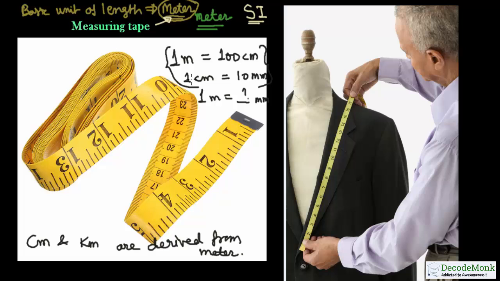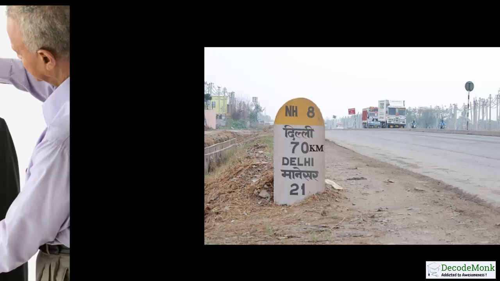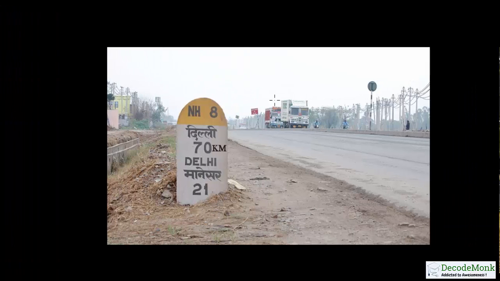So till now we have seen that millimeters and centimeters are used to measure small distances. Then we have meter, used to measure a bit longer length, like the length of a piece of cloth or the length of a cricket pitch. These are all measured in meter. Now there is another unit called kilometer. Kilometer is used to measure long distances, like the distance of a road.